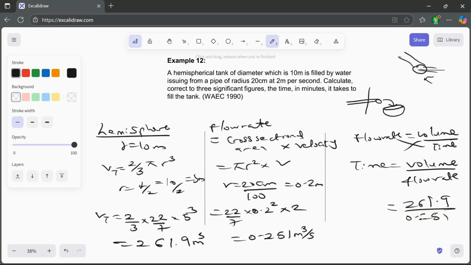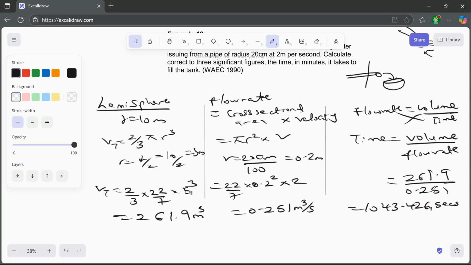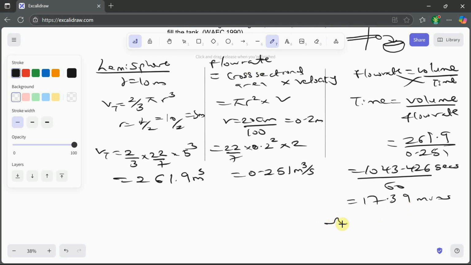So 261.9 divided by 0.251 will give you 1043.426 seconds. But we're trying to find the time it takes in minutes, so I'll divide this by 60. That gave me 17.39 minutes. But it said correct to 3 significant figures, so that will be approximately 17.4 minutes to 3 SF.